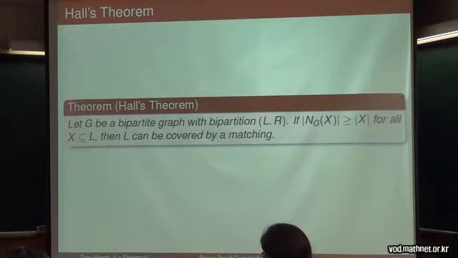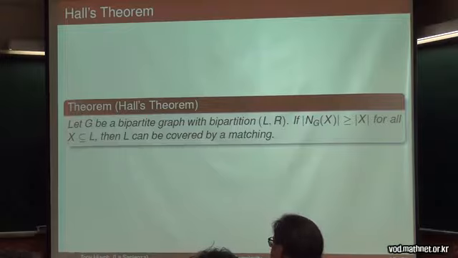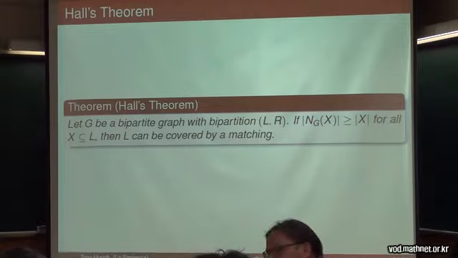This is just Hall's theorem, which I guess everyone knows. But anyway, I'll state it because it's used in the proof for the k-CNFs where k is at least 4. If you've got a bipartite graph with good expansion, where expansion just means that the size of each neighborhood is at least as big as the set itself, then there's a matching that covers the left-hand side.